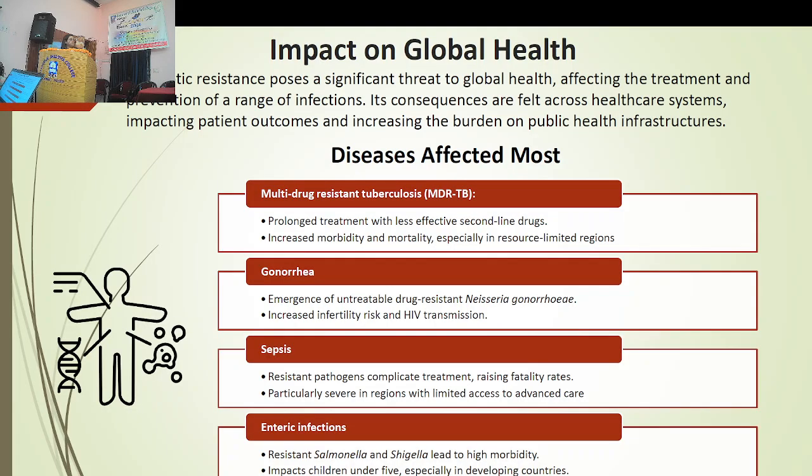Next slide, please. So what is the impact now? Now I will come to the impact on global health. So first is health. What do we know about health? If we talk about health, what we understand is disease. By antibiotic resistance, the diseases most affected are multi-drug resistant diseases, gonorrhea, sepsis, and various enteric infections. I have worked in the National Institute of Cholera and Enteric Diseases, and we have seen multiple strains of Salmonella and Shigella which are multi-drug resistant. There are children infected with Shigella and Salmonella, and we couldn't cure them. So these are the diseases most affected by antibiotic resistance.